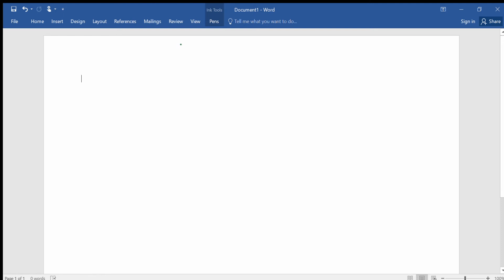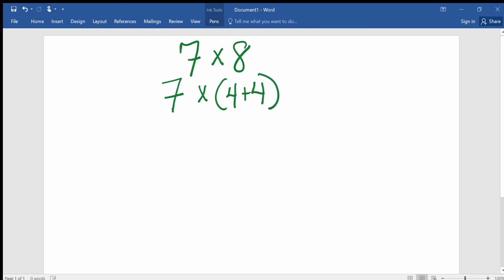This time let's do 7 times 8. All right. So 7 and 8 are pretty close to one another. But let's go ahead and break apart the larger number into a double add-in, which would be 4 and 4. So now we have 7 times 4 plus 4.